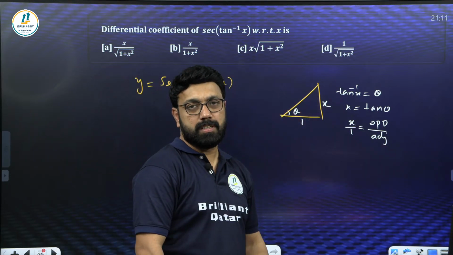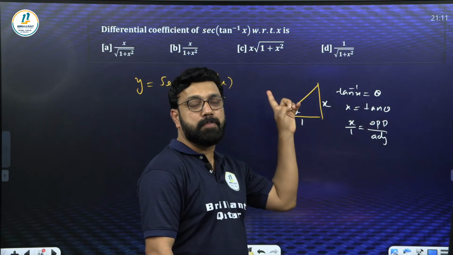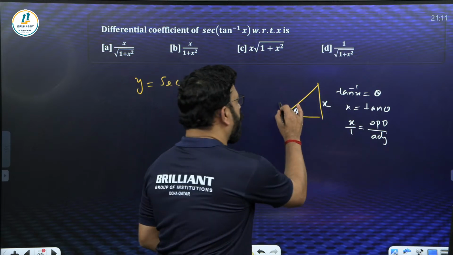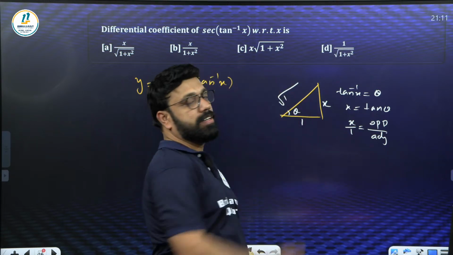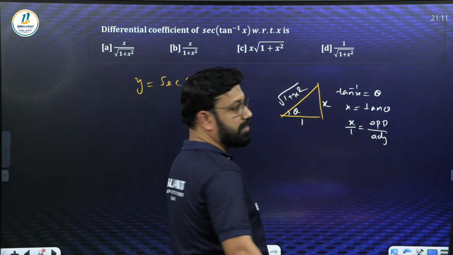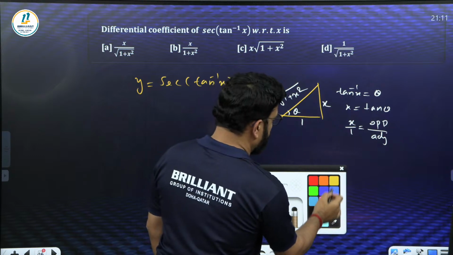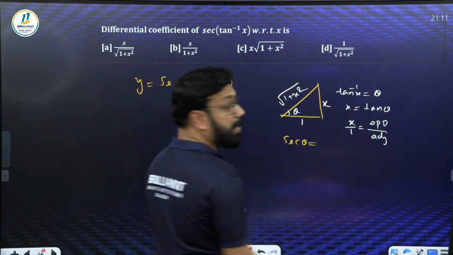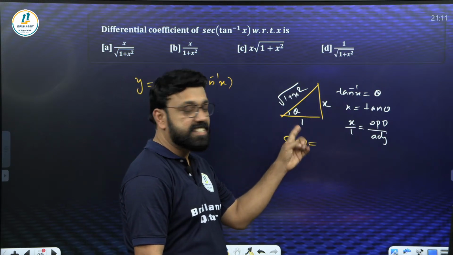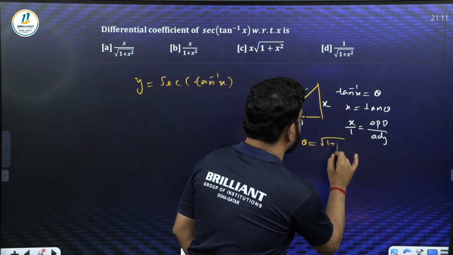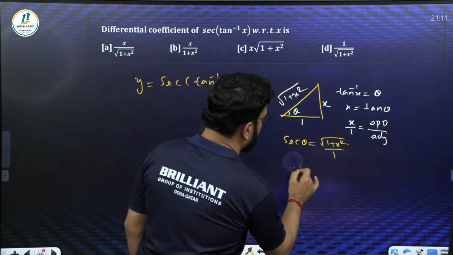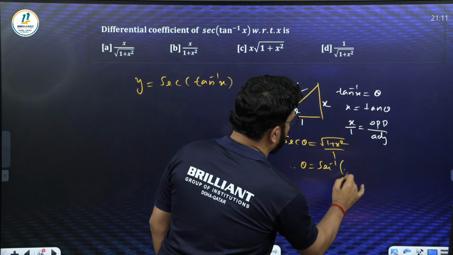Use the Pythagoras theorem there: base square plus altitude square equal to hypotenuse square. Hypotenuse equal to what? Root of base square 1 square, 1, plus altitude square x square. Then what is sec theta? Sec theta is which side by which side? Hypotenuse divided by adjacent side, goes to root of 1 plus x square upon 1, or root of 1 plus x square. Therefore, theta equal to sec inverse of root 1 plus x square.